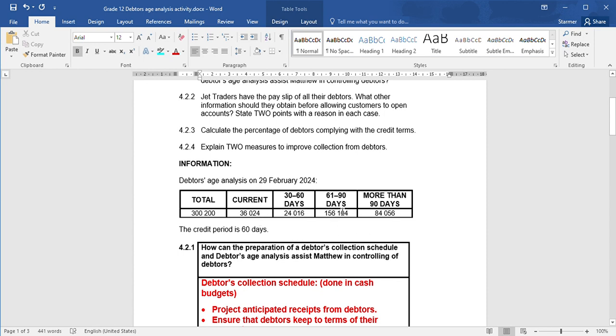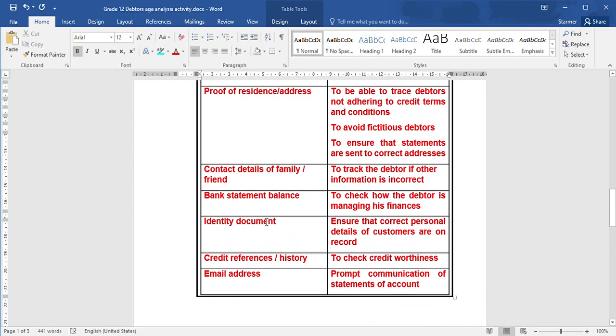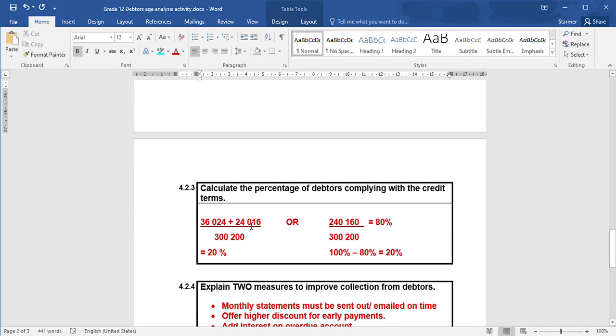So there are two ways of doing this. You can take these two numbers here and add them up. So it's the current and the 30 days to 60 days. Add them up, divided by the total of the debtors, gives you 20%. Or you can take the people that are not complying, which is a total of the greater than 60 days, divided by the total. That gives you 80% that are not complying, which means 20% are.